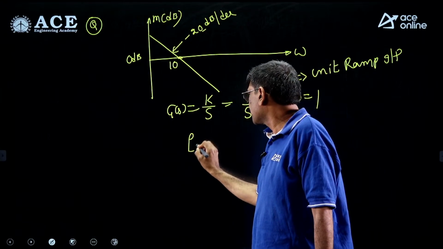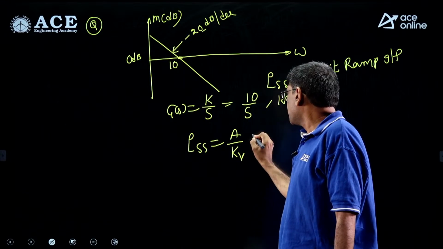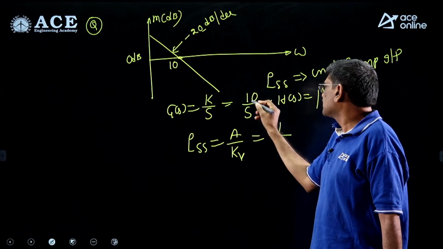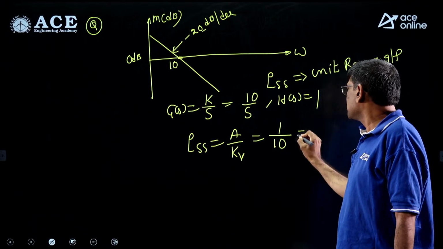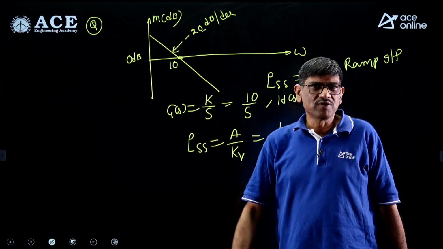What is the steady state error formula? Simply A by KV. A is nothing but 1. KV is nothing but what? 10 here. So, that means you will get the answer 0.1. So, that's all. Next my colleague will continue.